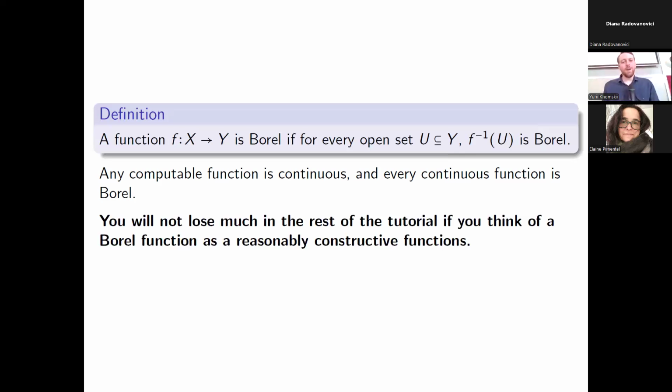So as I said, you're not going to lose too much if you just think of Borel functions as reasonable mathematical constructions in the rest of the talk. And a lot of the things we're going to talk about are just examples, and you can look at them. And in fact, a lot of the examples will actually be computable functions, but not quite all of them.